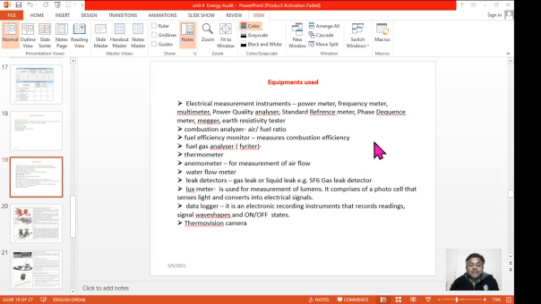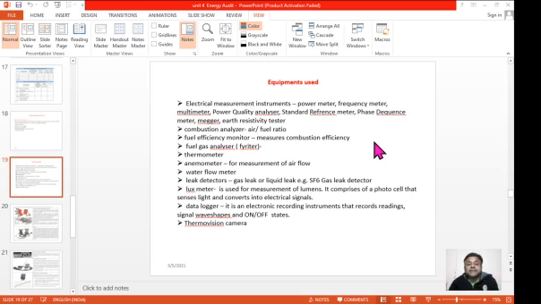For example, other instruments like Megger, which is used for measurement of internal resistance, is also required to be provided. Then standard reference meter, which is connected across the meter to be tested, and their parameters are observed relatively.